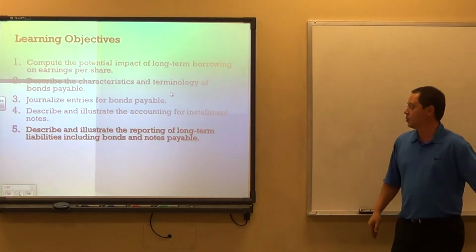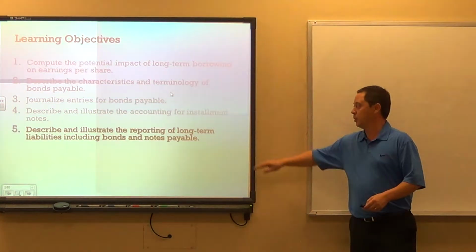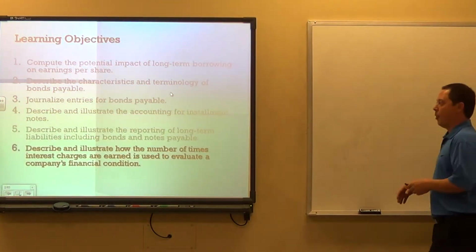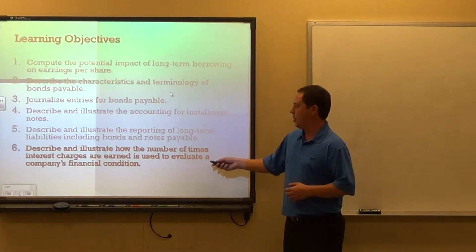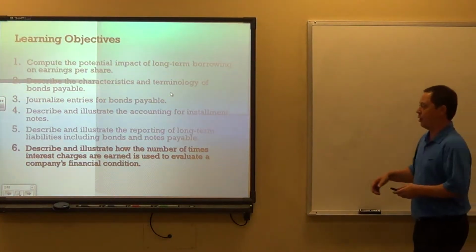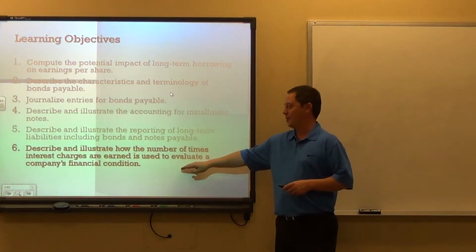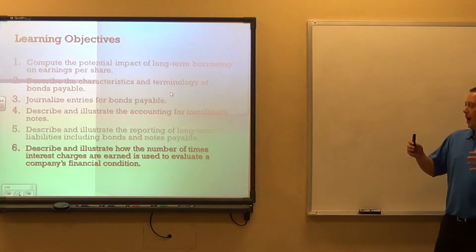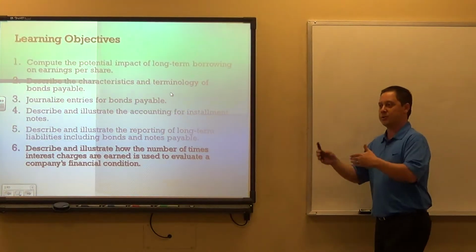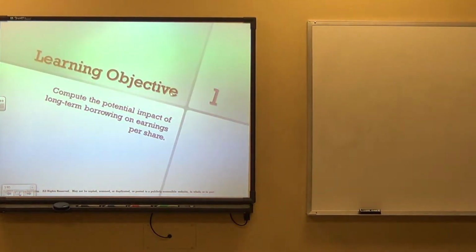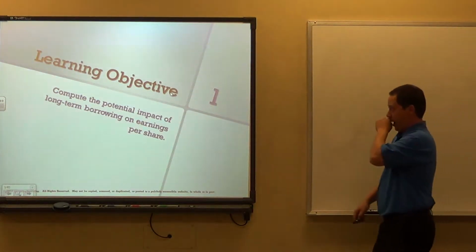And then describe and illustrate the reporting of long-term liabilities, including bonds and notes payable, and what that does. There are goods and bads about both of these. And describe and illustrate how the number of times interest charges are earned is used to evaluate a company's financial condition. What does that basically mean? So how much we paid in interest and those types of things. And we'll take a look at all that stuff. All right, so first thing, the impact on earnings per share.